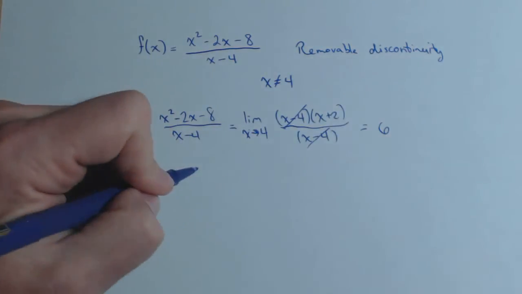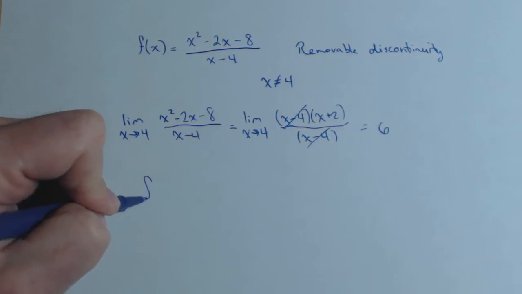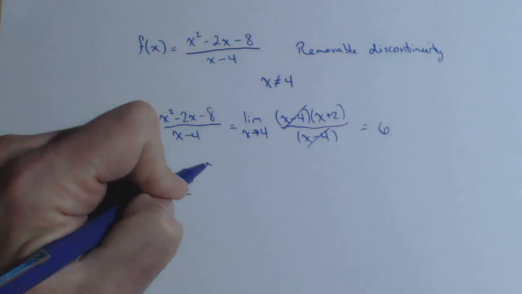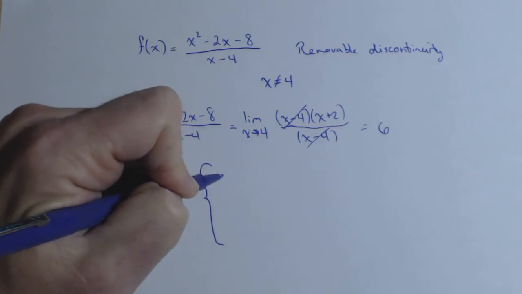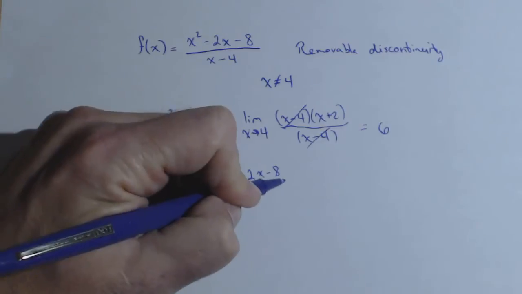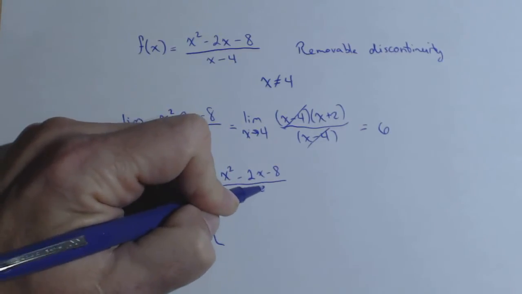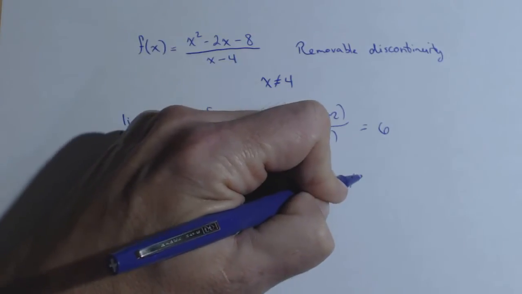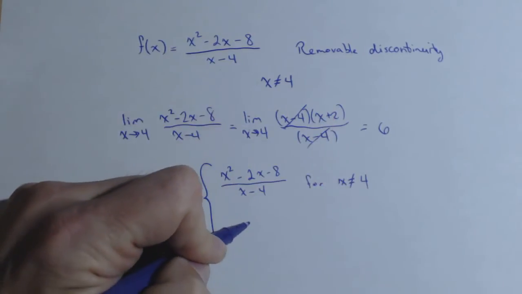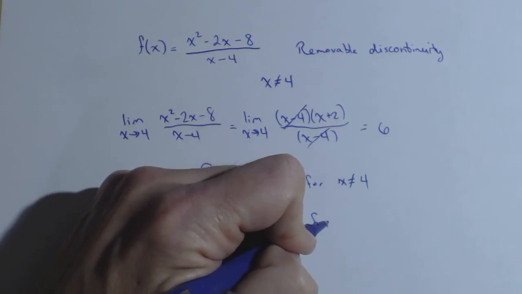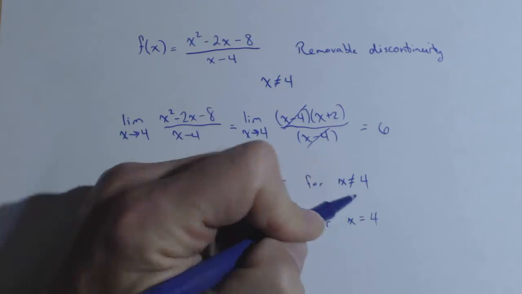So what we're going to do is now define f of x to be a piecewise defined function. x squared minus 2x minus 8 over x minus 4 for x not equal to 4. And we're just going to let f of x equal 6 for x equal to 4.